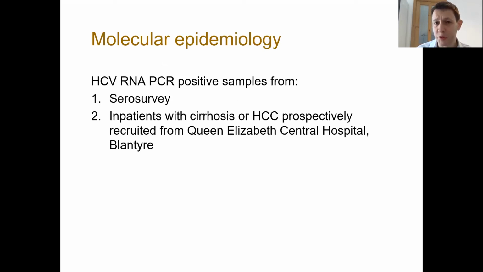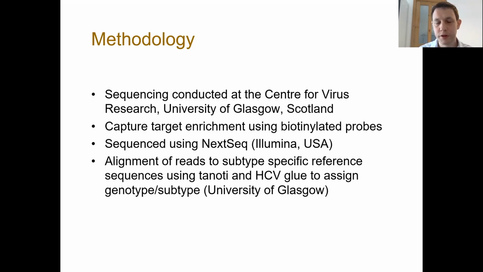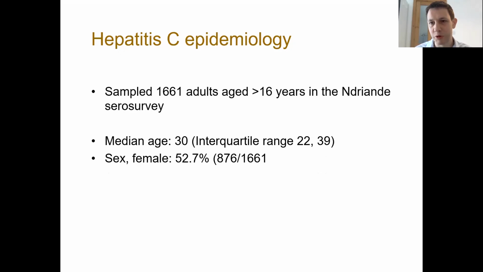The molecular epidemiological aspect of this study was to test those that were viremic for hepatitis C from the serosurvey and also in patients with cirrhosis or HCC who had been prospectively recruited from the Queen Elizabeth Central Hospital, which is a tertiary referral hospital for the southern region of Malawi. So sequencing was conducted in Glasgow, the University of Glasgow Centre for Virus Research. We used capture target enrichment with biotinylated probes and sequenced using a next generation sequencing platform from Illumina and aligned reads to subtype specific reference sequences using a bioinformatic pipeline from Glasgow.